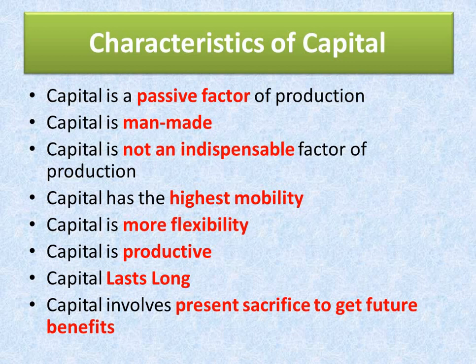Capital is productive. It can be used to produce more things from that. Capital lasts long. Once a machinery is bought or a building is set up, it will last longer than any other factor of production. Capital involves present sacrifices to get future benefits. You have to sacrifice in the present to benefit in the future. You have to forego the benefits now so that you will be more benefited in the future.